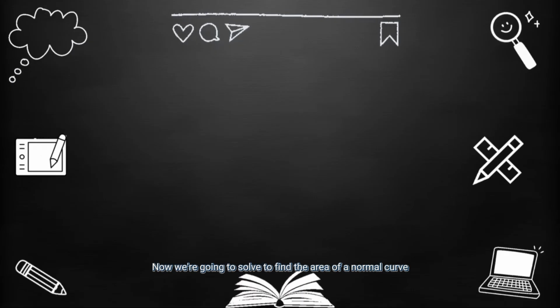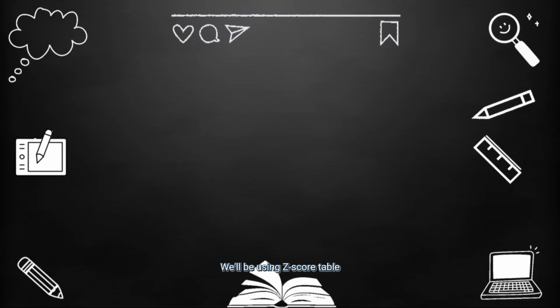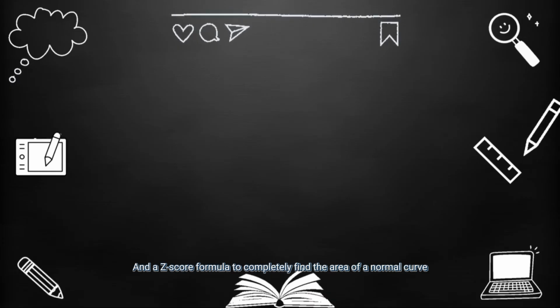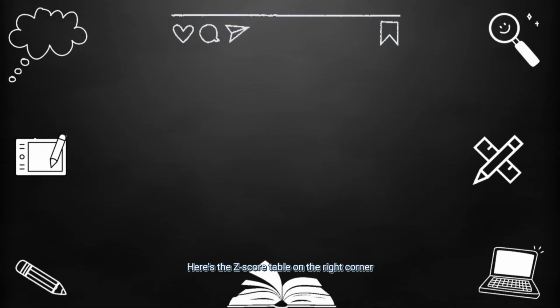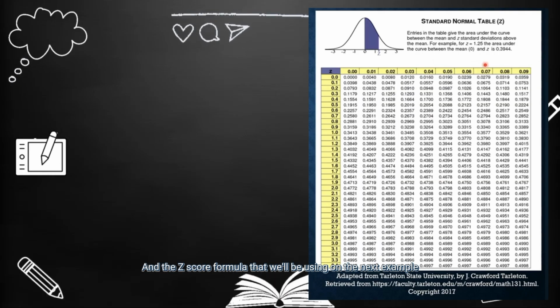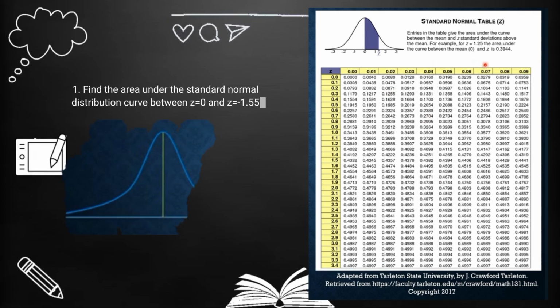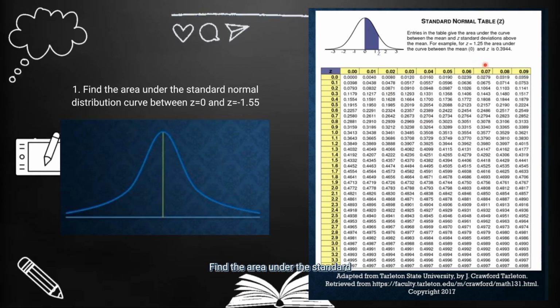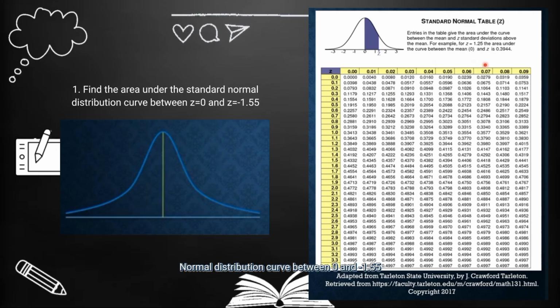Now we're going to solve to find the area of a normal curve. We'll be using a z-score table and a z-score formula to completely find the area of a normal curve. Here's the z-score table on the right corner and the z-score formula that we'll be using on the second example. Now let's say in the first example, find the area under the standard normal distribution curve between 0 and negative 1.55.